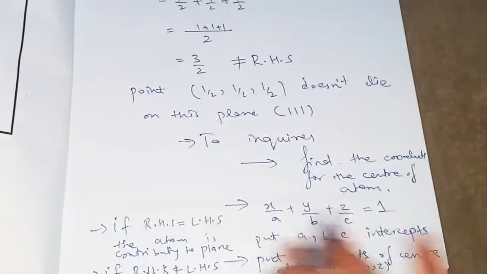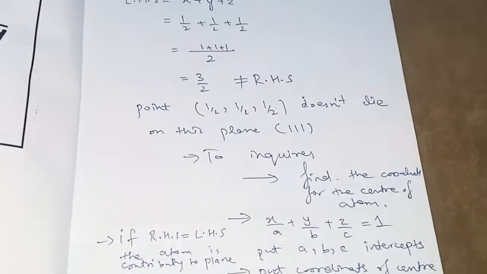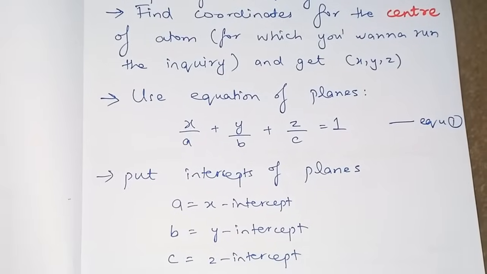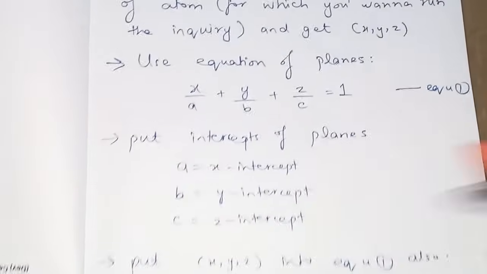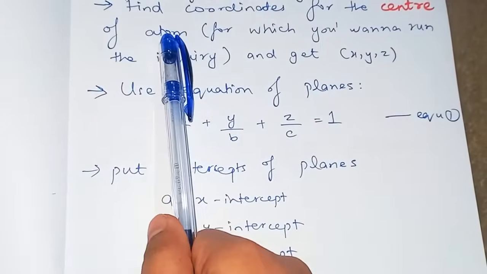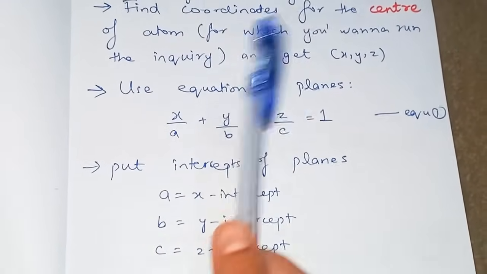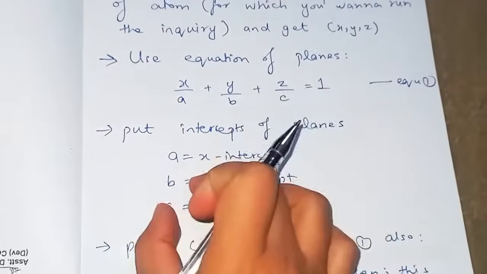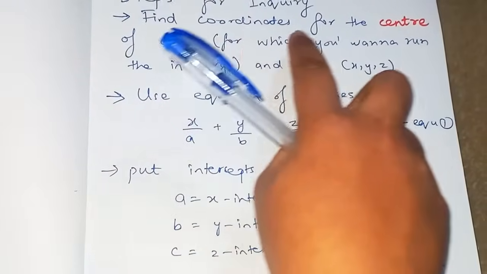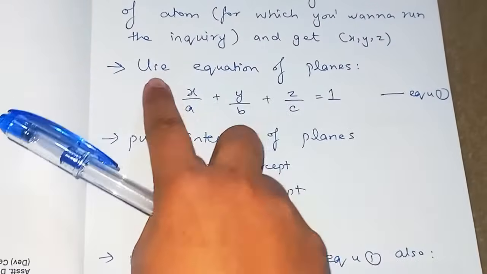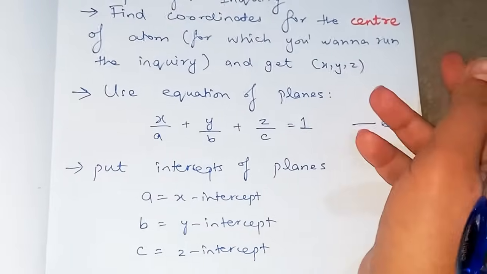Just for your practice, this is true in all the cases, whether it's FCC, BCC, SC, or whatever. So here I have mentioned all of the steps that you are supposed to follow. First of all, find out the coordinates for the center of the atom for which you want to run the inquiry. Whatever atom you are selecting and you are confused about, you will find out the coordinates for the center of this atom, and after finding them you have the values for x, y, and z.